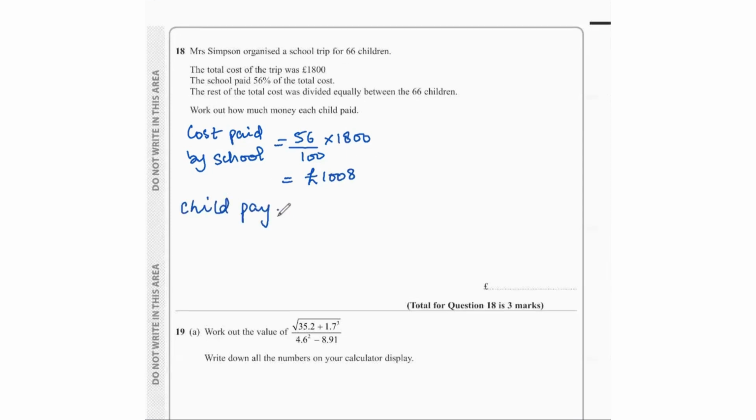So what we're going to do over here is first find how much the school paid. So cost paid by school, that's going to be 56 over 100 times 1,800, and that gives us 1,008 pounds. How much will each child pay? So each child will pay the difference of the total cost and what is paid by the school divided by the number of children, which is 66. So that is going to be 12 pounds.